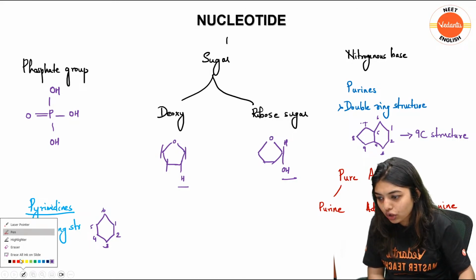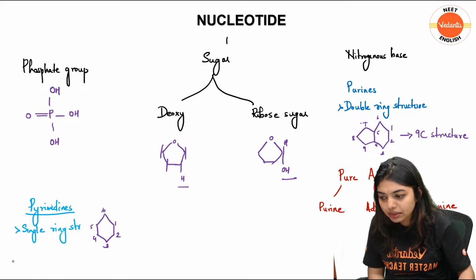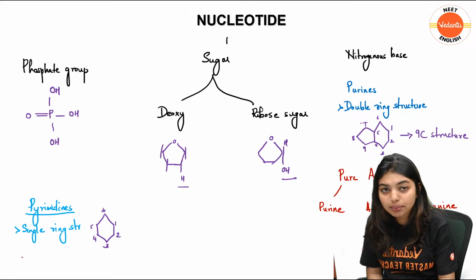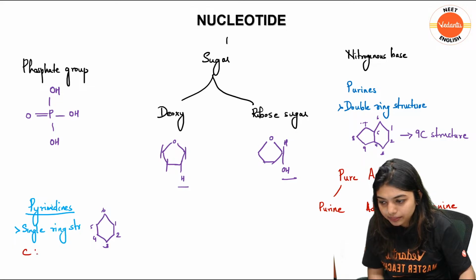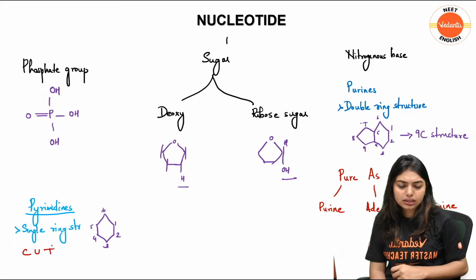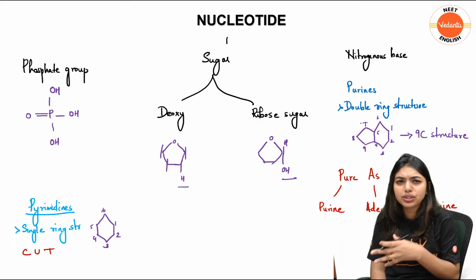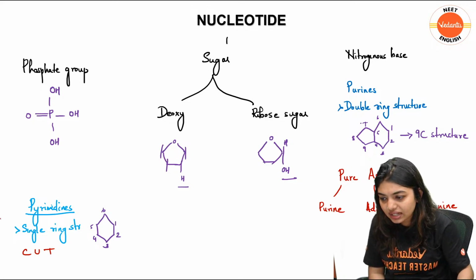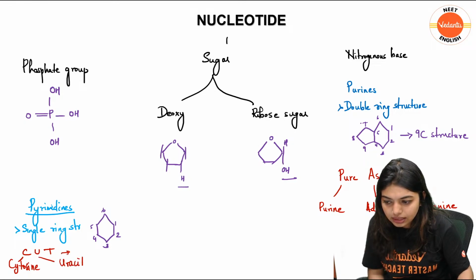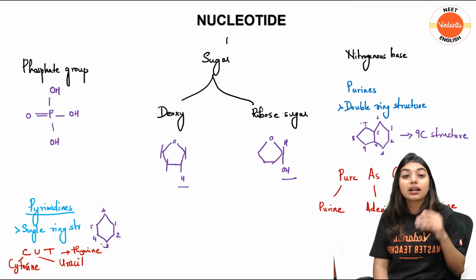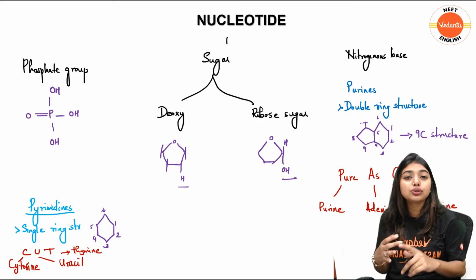Now, how do I remember pyrimidines, ma'am, because purines are also there? You will remember CUT. You'll be like, ma'am, there we have only 2, here we have 3. I'll tell you why that 3 has come. First, C is cytosine. Next, U is uracil. T is thymine. You understand? CUT: cytosine, uracil, thymine.